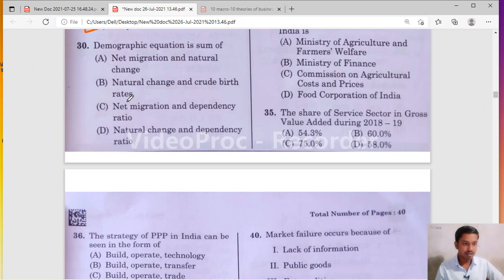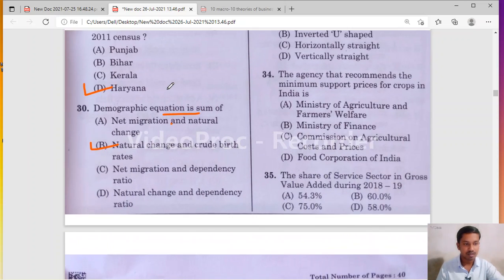Question number 30. Demographic equation is the sum of, option A, net migration and natural change. Option B, natural change and crude birth rate. Option C, net migration and dependency ratio. Option D, natural change and dependency ratio. Here I think the right answer is option B, natural change and crude birth rate. Option B is the right answer.